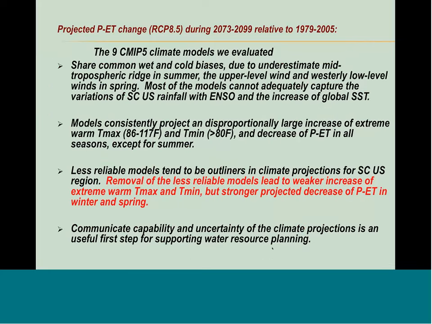So I will summarize these results now. First of all, the 9 CMIP-5 models we evaluate share common wet and cold bias, mainly due to underestimate of the middle tropospheric ridge in summer, and they also underestimate the westerly low-level wind in spring, and that contributes to wet bias. Most of the models cannot adequately capture the variation of the south central U.S. rainfall associated with ENSO and the increase of the global sea surface temperature.